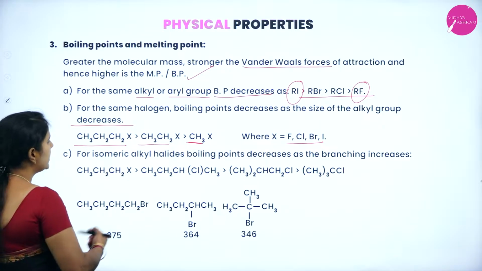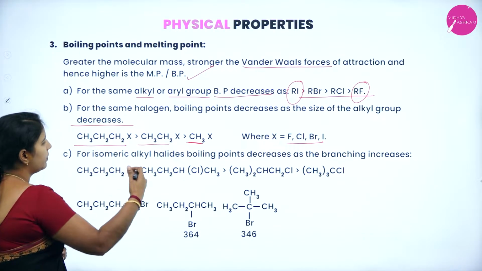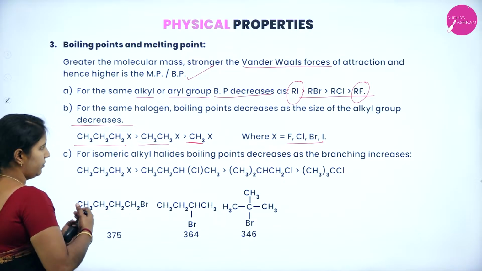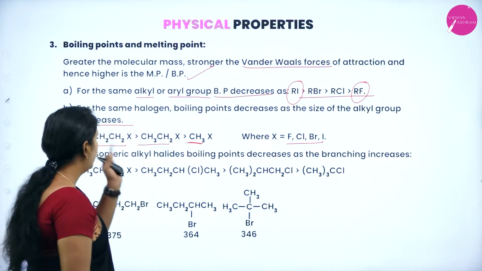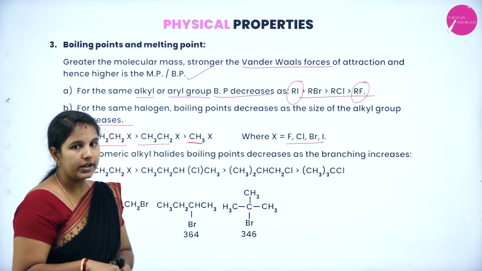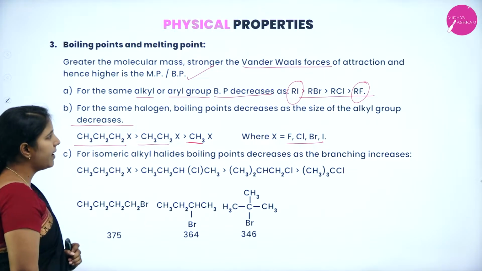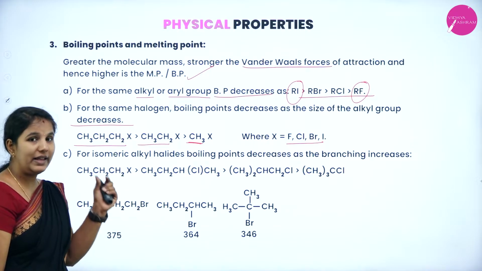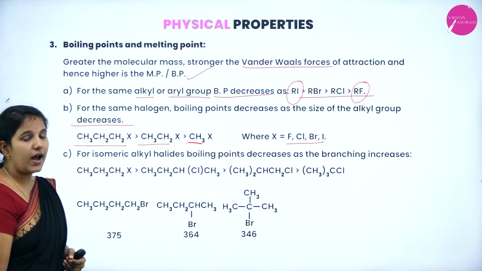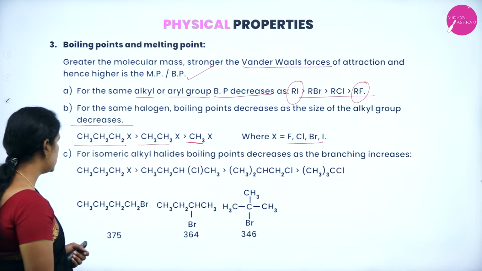So here you can see that as the number of carbon atoms is reduced, the boiling point also gets reduced. This indicates that for the same halogen, the boiling point decreases as the size of the alkyl group decreases, okay?